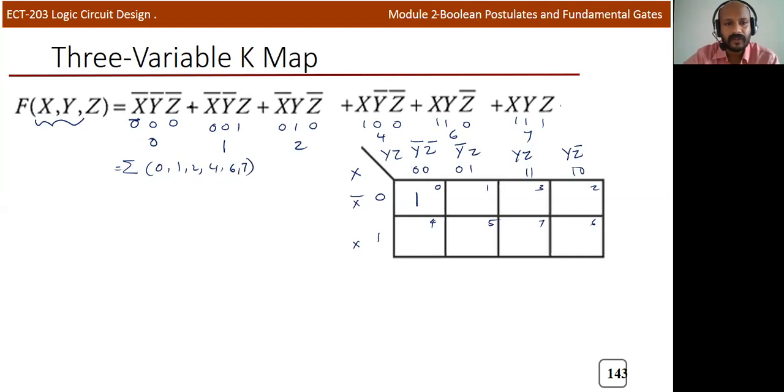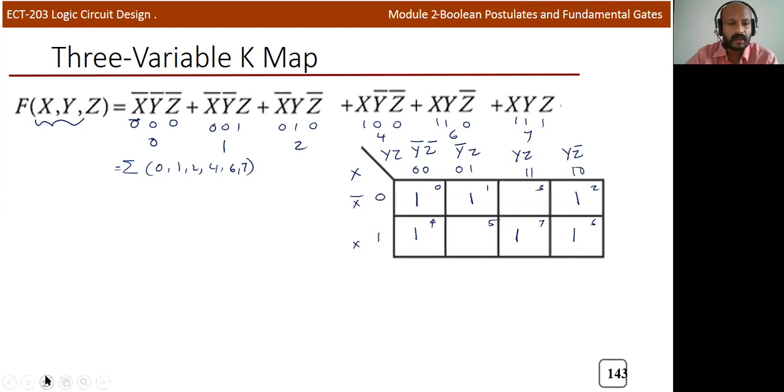So instead of checking the variables, I can directly mark these values. For minterm 0, I need to put 1. Here it is 1, and for minterm 2, it's 1. Minterm 4, it's 1. Minterm 6, it's 1. For minterm 7, it's 1. Okay. Now we need to group these values. So 0, 1, 2, 3, 4, 5, 6, 7.